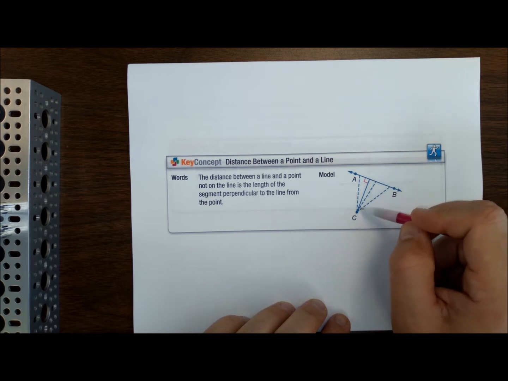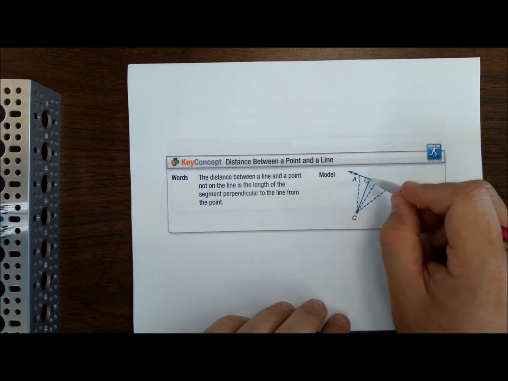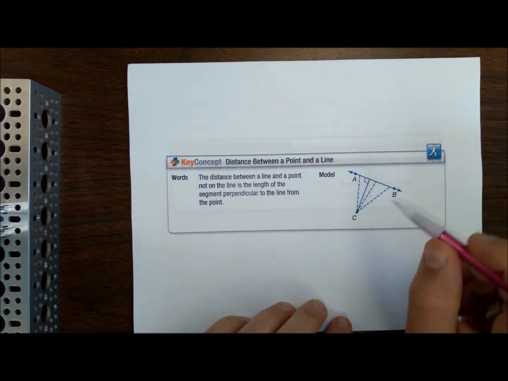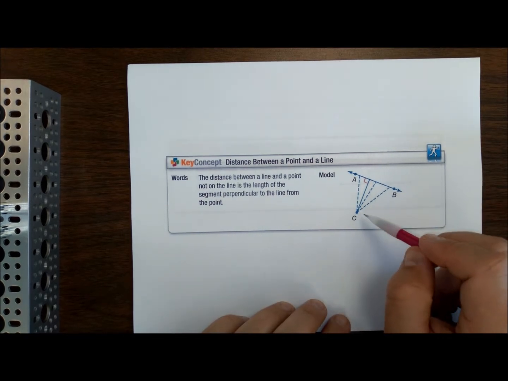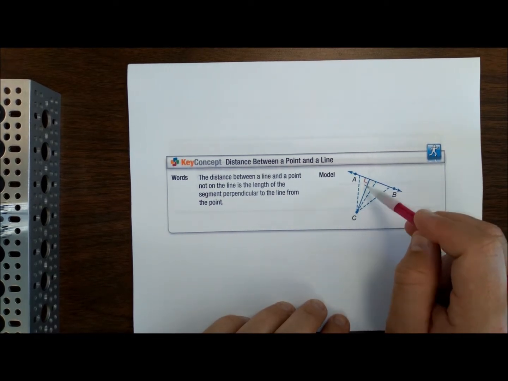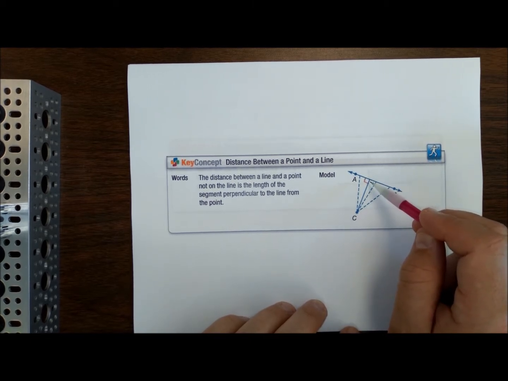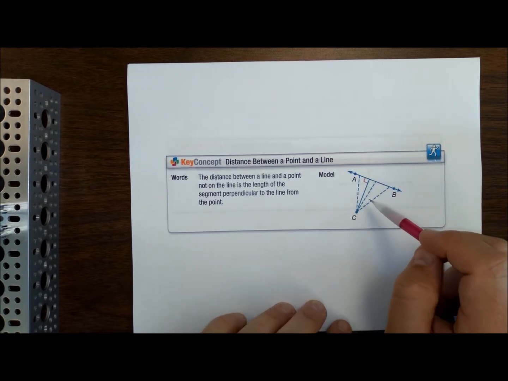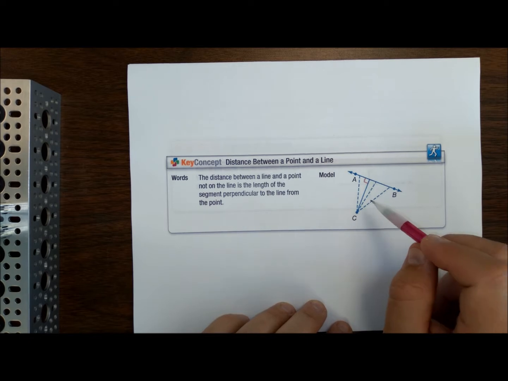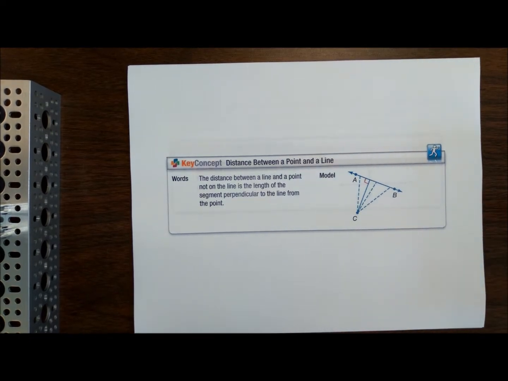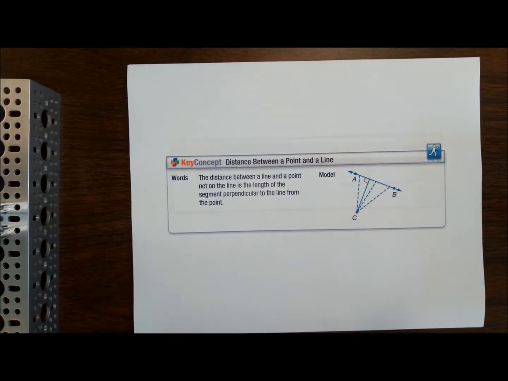And why have we chosen that one? Because that is the perpendicular distance to the line, okay? And as you might imagine, if you go until you hit the line at a right angle, if you go perpendicular to the line, that represents the shortest distance from C to the line AB, okay? So that's one unique distance. When we talk about distance from a point to a line, that's what we're talking about.